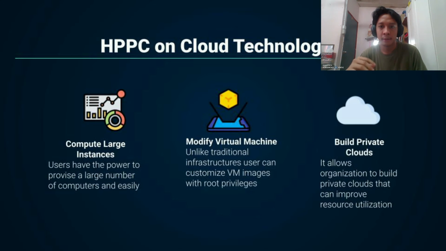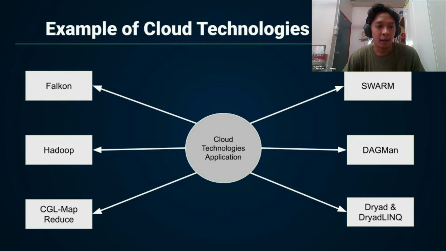For the following applications of HPPC, there are two preconditions that need to be satisfied to perform large-scale data and compute intensive applications: the application should be parallelizable to utilize the available resources, and there should be an appropriate parallel runtime to support it. Here are examples of cloud technologies of the current application. The first ones are Falcon, Hadoop, CGL MapReduce, Swarm, Dagman, and Dryad Link.